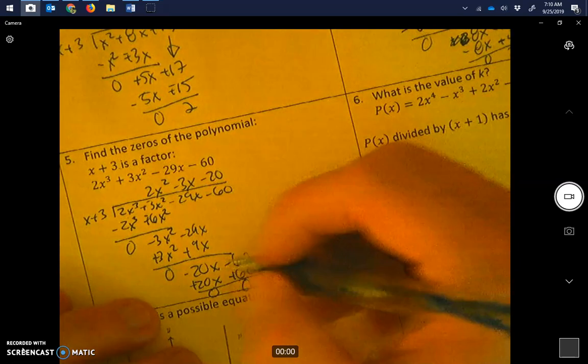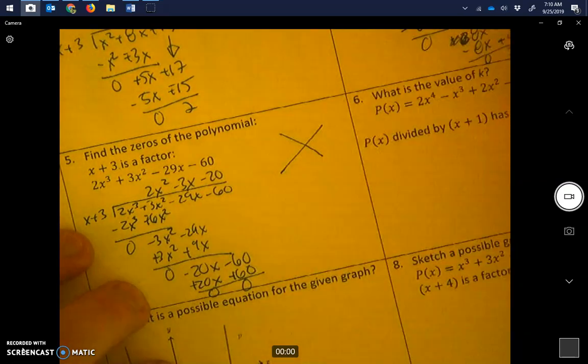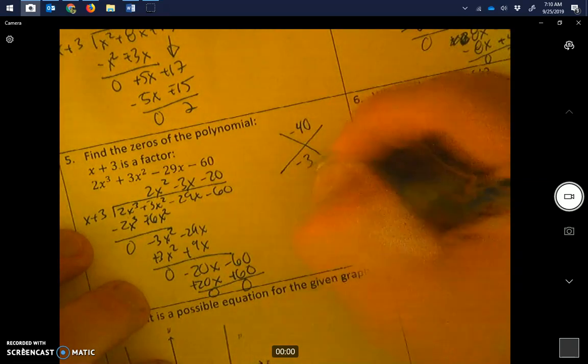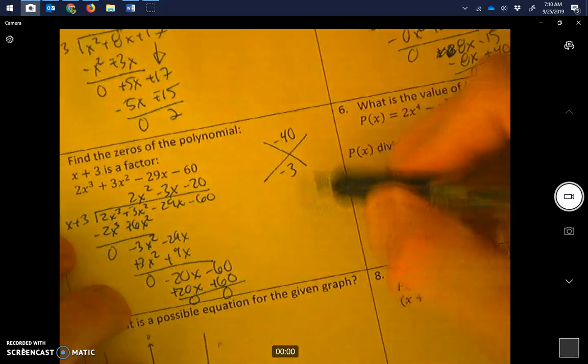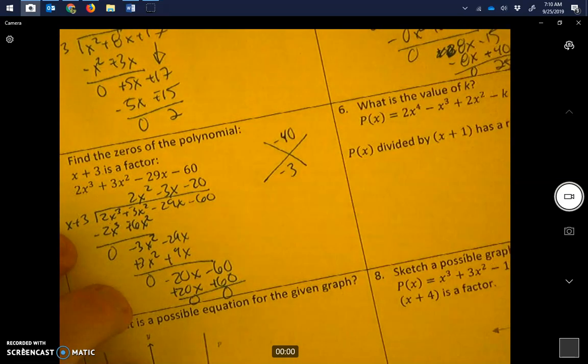Okay, so now we have a new trinomial. We need to factor this. So a times c is negative 40. We're trying to get to negative 3. So what multiplied together gets negative 40, and adds to get negative 3.